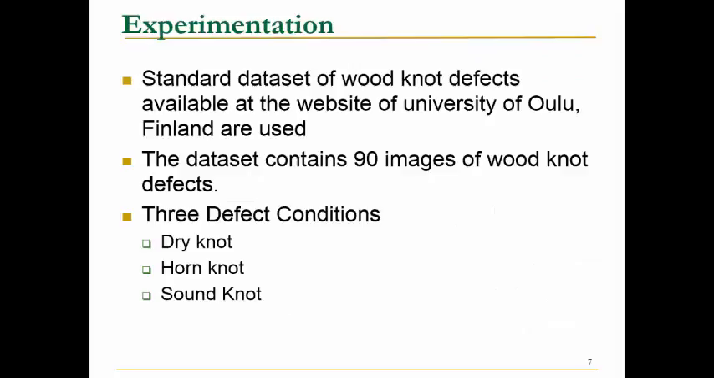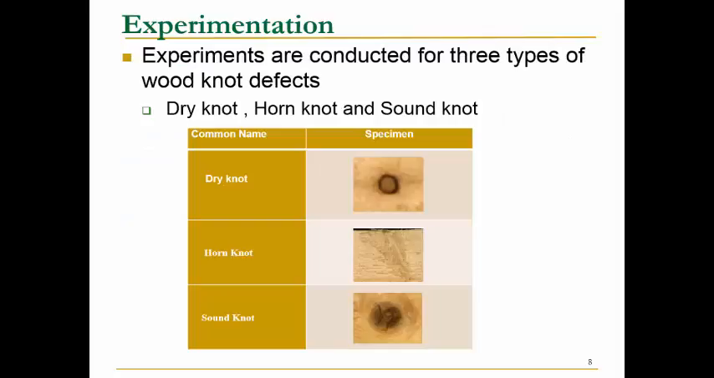Experimentation. Standard dataset of wood knot defects available at the website of University of Oulu, Finland is used. The dataset contains 90 images of wood knot defects, with 3 defect conditions: dry knot, horn knot, sound knot. Experiments are conducted for 3 types of wood knot defects: dry knot, horn knot, and sound knot. The specimen for each knot defect is shown.